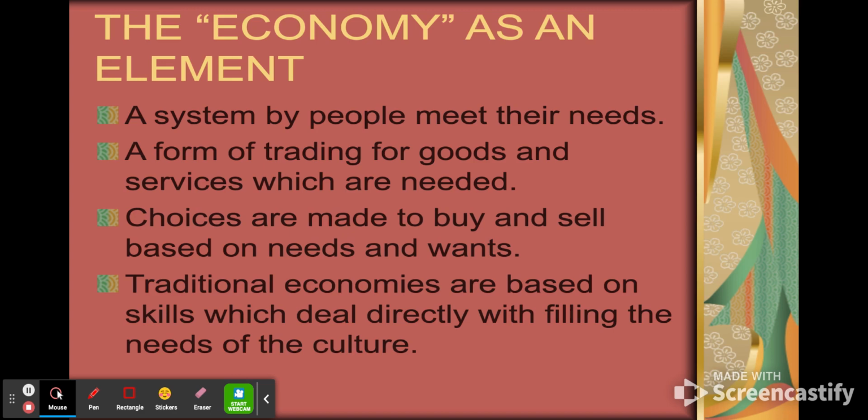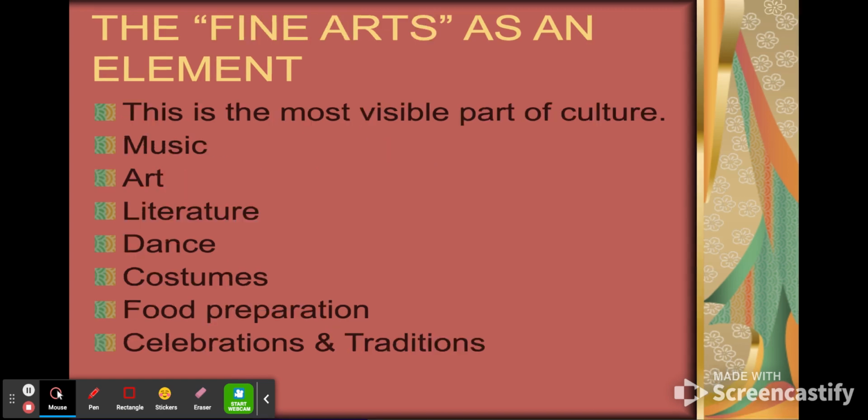People look at the economy as an element. So we're talking about the six elements. Let's move to the next one: the fine arts as an element. This is the most visible part of culture: music, art, literature, dance, costumes, food preparation, celebration, and traditions.